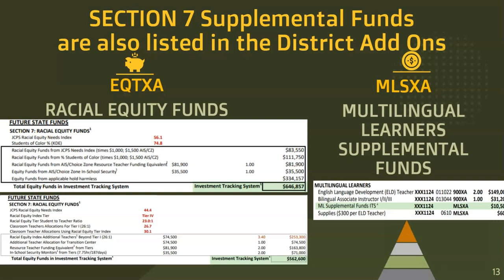It's important to note on the left-hand side here, the racial equity funds are provided as a lump sum in the investment tracking system, even though there are positions designated for how much equity funding there is. The schools actually have to choose how to use that funding and request those positions in the investment tracking system. Our multilingual learner supplemental funds are new this year. There will be an investment tracking system available for principals to be submitting requests for those funds as well.